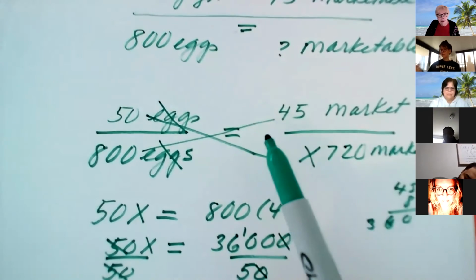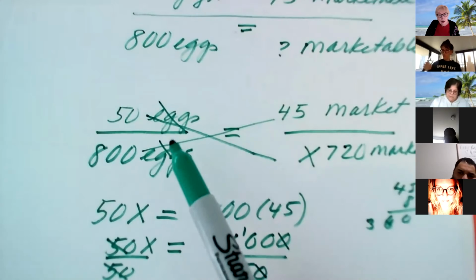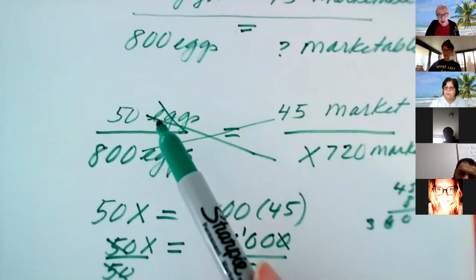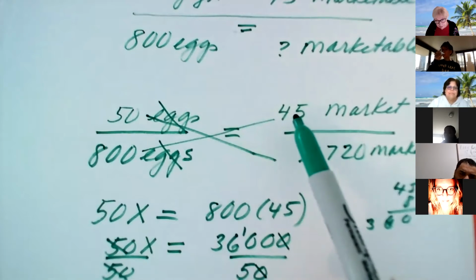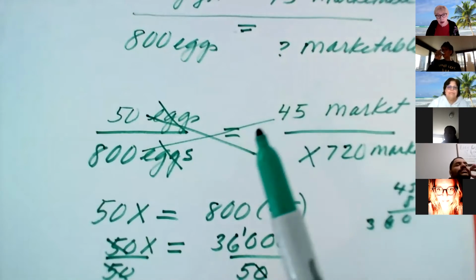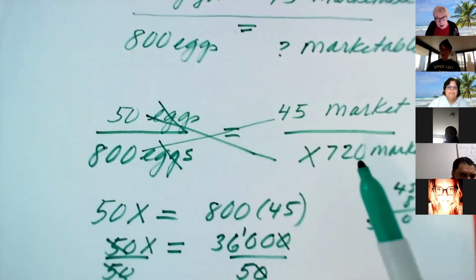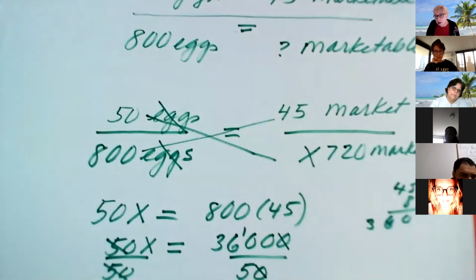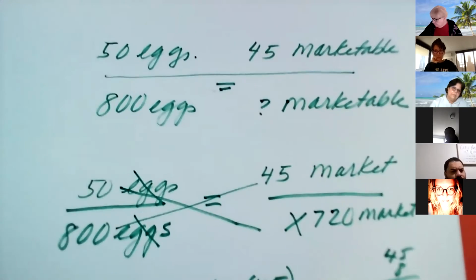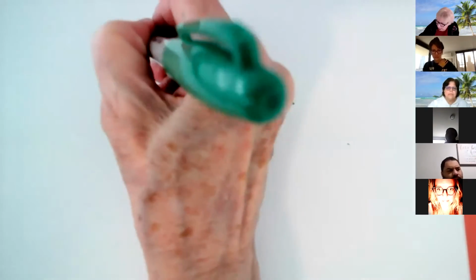Does this make sense? When I had 50 eggs, I could save 45 of them to sell. When I had 800 eggs, I could save 720 to sell. Does that make sense? I think it does. You're going to lose some regardless. But I want to go back to the original setup.